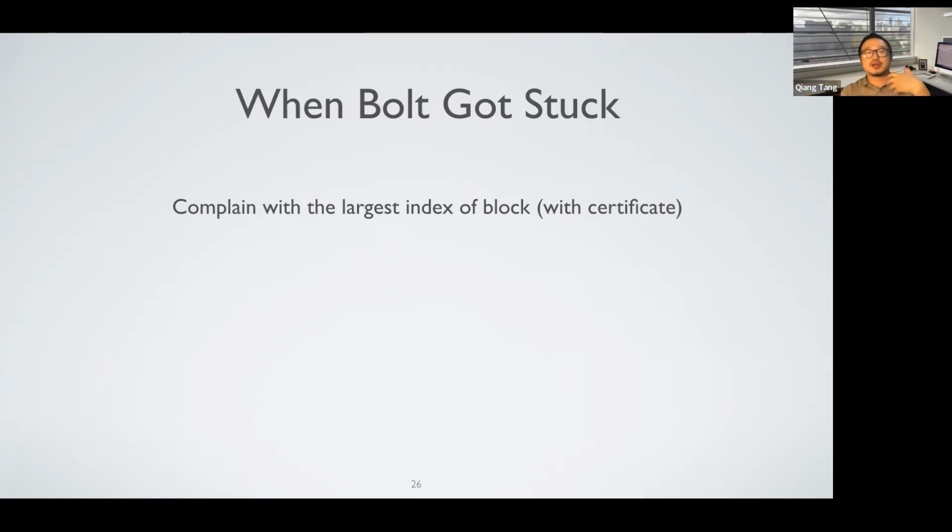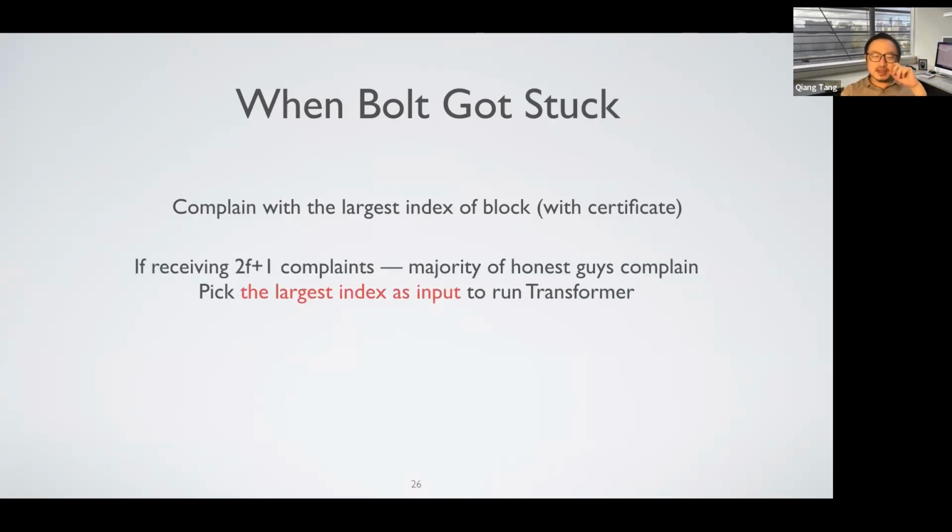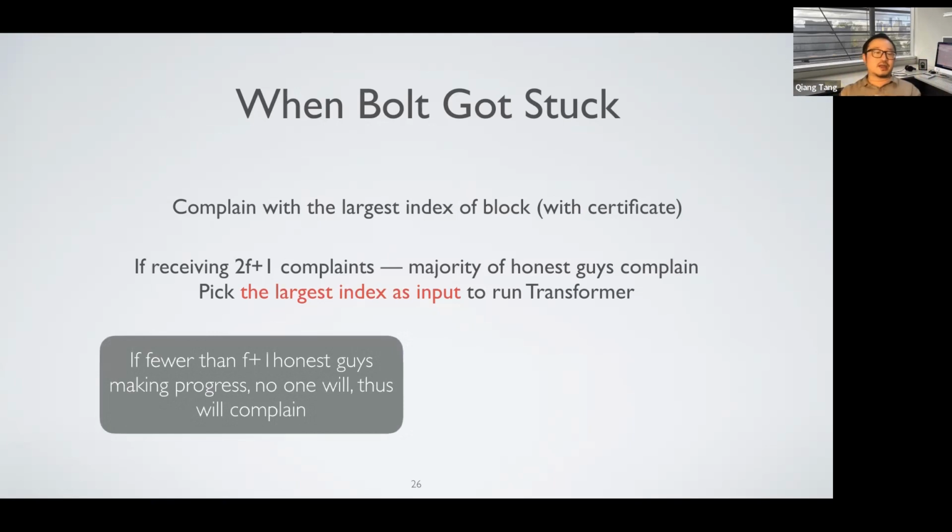I am stuck. Let's try to run the fallback mechanism. So I just use index 100 as input. If anyone receives enough complaints, essentially a majority of the guys complaining, then everyone enters the fallback phase and uses the largest index as input to run this pace synchronization protocol. Two very quick notes, right?